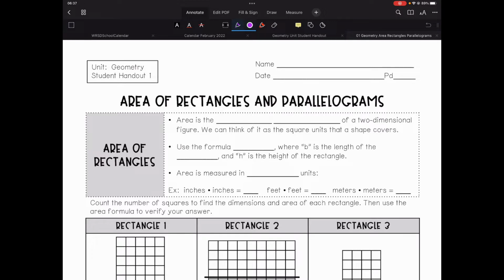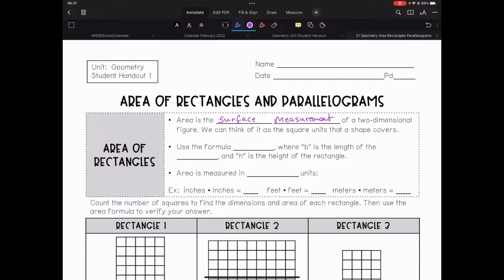Today we're going to look at area. What is it and how do we calculate it? So area is the surface measurement of two-dimensional shapes. We can think of it as square units that a shape covers.